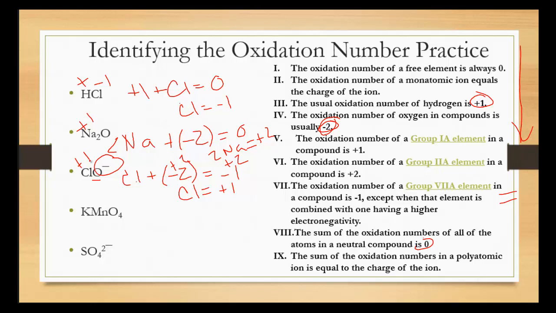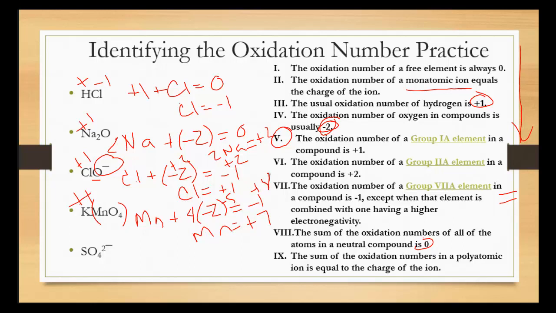KMnO4. MnO4 is a polyatomic ion. K is a monatomic ion, so that's going to be +1. That follows this rule here as well. So Mn and 4 oxygens, which all have a -2 charge, all combine to have a -1 charge. That means Mn has to equal a +7 charge, because 4 times -2 is -8. We add 8 to both sides, and that comes out to be +7.